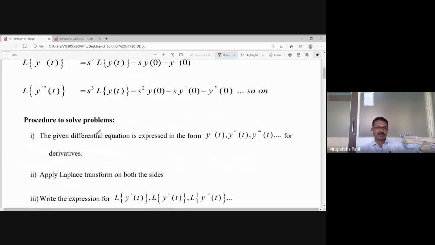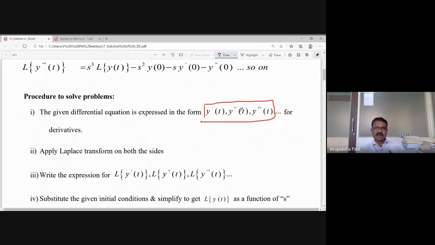First, the procedure to solve the example. The given differential equation is expressed in the form, suppose d square y by dt square plus dy by dt plus some y of t. Then you have to express that in a simple form. In place of dy by dt, you write y dash of t. In place of d square y by dt square, you write y double dash. If it is d cube y divided by dt cube, you write y triple dash of t. Substitute these forms for the derivatives.